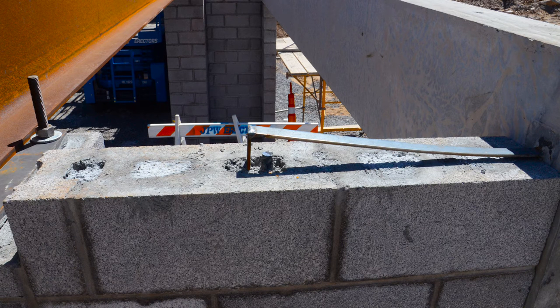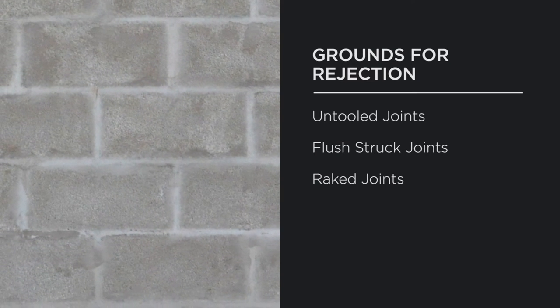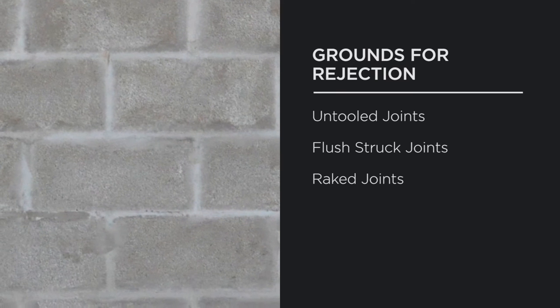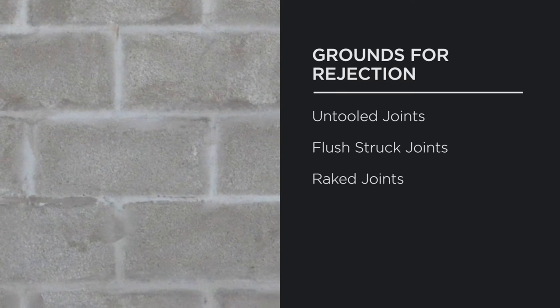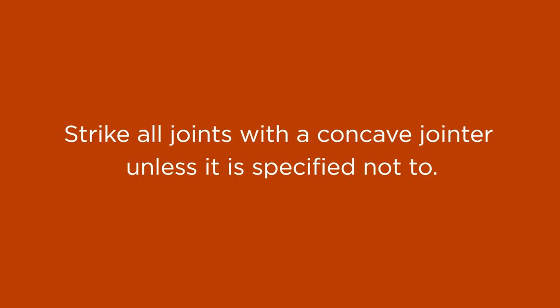Piers, pilasters, and columns without cross webs are grounds for rejection. Untooled joints, flush struck joints, rake joints, etc., unless specifically required, are grounds for rejection. Strike all the joints with a concave jointer unless it is specified not to. Unstruck joints, when not indicated, are potential grounds for rejection, even when the work is hidden.